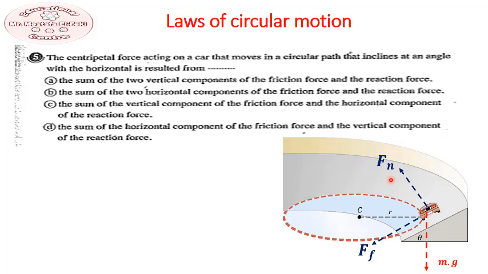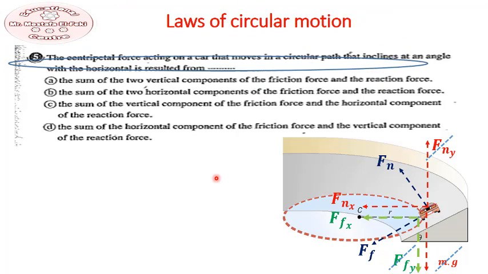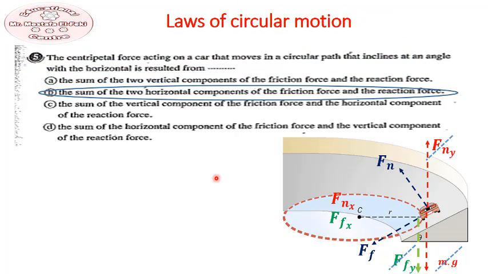Let's resolve the forces into their components, x and y. First, the reaction force is resolved into Fnx and Fny. The friction force is resolved into F friction x and F friction y. And the vertical forces will cancel with each other. Then there remain the horizontal component of the reaction force and of the friction force. So the correct answer is the sum of the two horizontal components of the friction force and the reaction force.